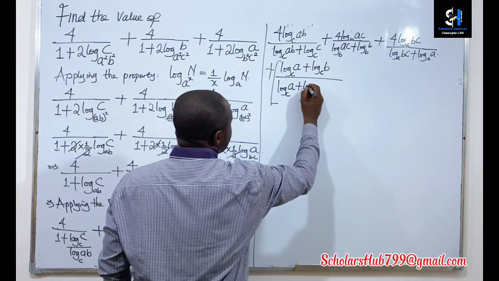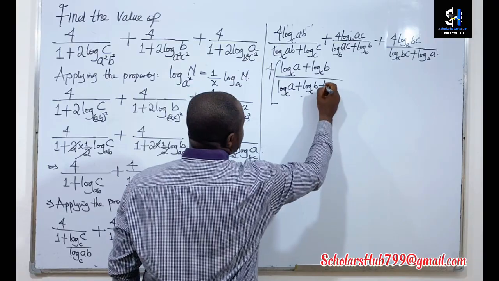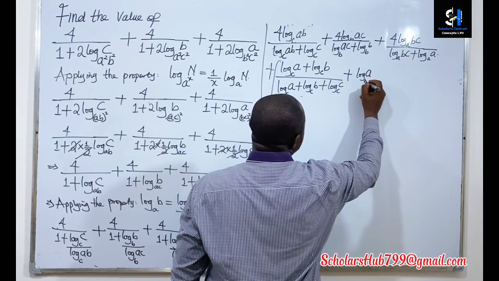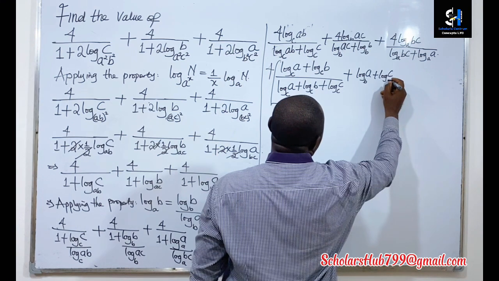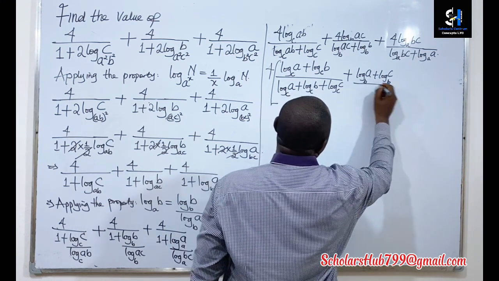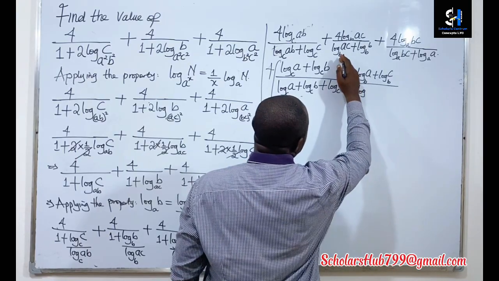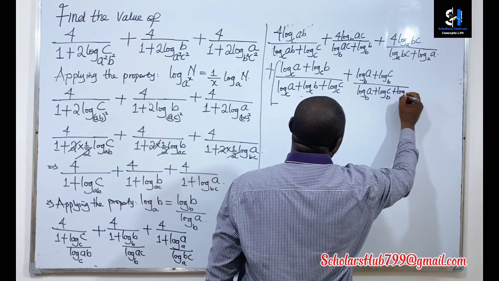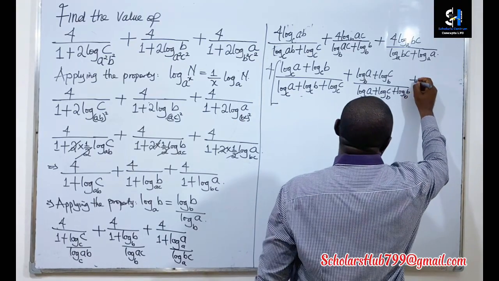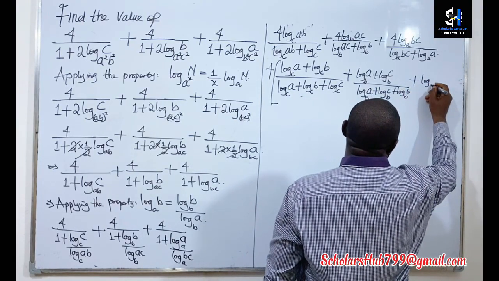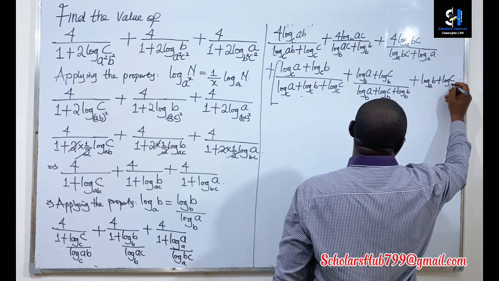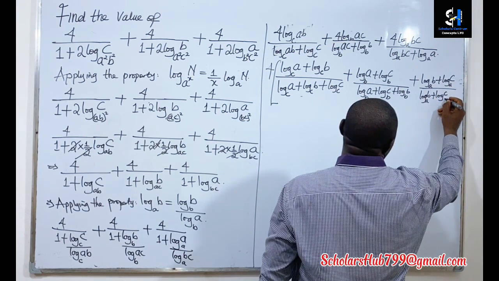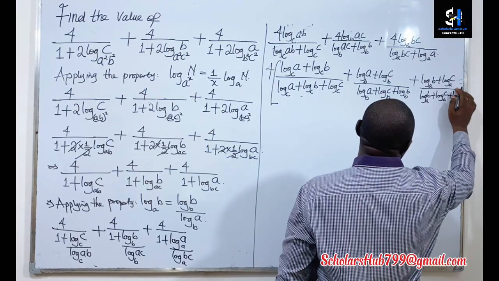Logarithm to base C of A plus logarithm to base C of B plus logarithm to base C of C. Then plus, in this case, logarithm to base B of A plus logarithm to base B of C, divided by logarithm to base B of A plus logarithm to base B of C plus logarithm to base B of B. Then plus logarithm to base A of B plus logarithm to base A of C, divided by logarithm to base A of A plus logarithm to base A of B plus logarithm to base A of C.